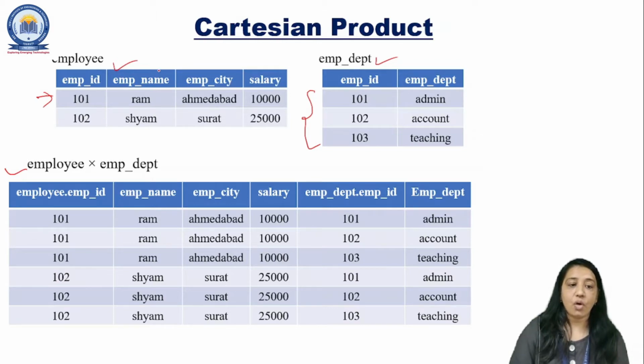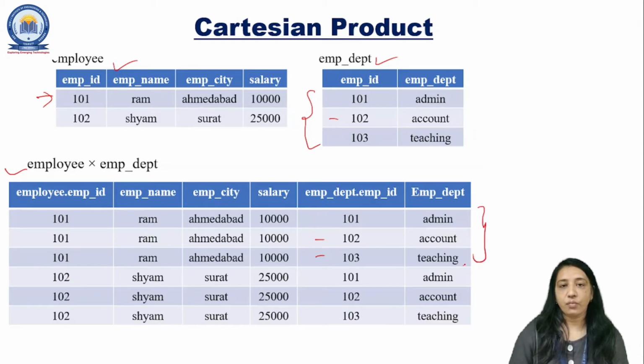Again, the same row of table 1, employee, is combined with the second row, 102, so you can see this is the second entry. Again the same 101 ID is combined with 103. So the first three rows come from the first row or tuple of the first table combined with each of the three rows of the second. In the same way, 102, the second tuple, is combined with each row of the second relation. In this way it gives the output.